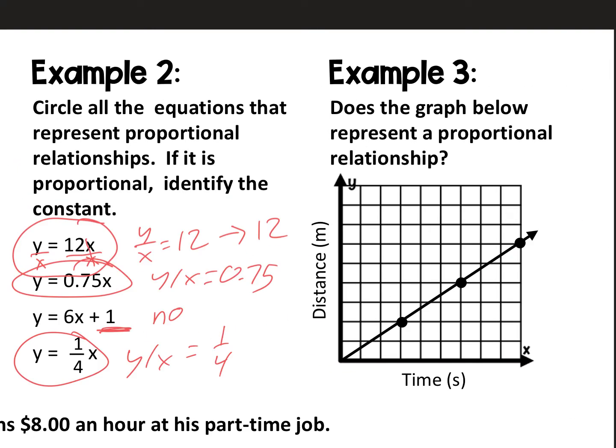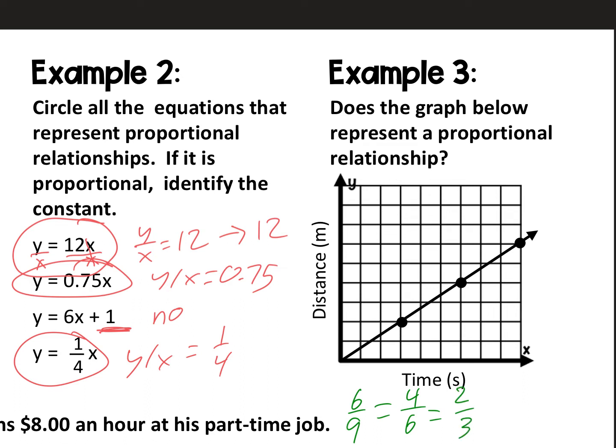Let's look at example 3. Does the graph below represent a proportional relationship? Well, for a relationship to be proportional, y over x has to always be the same number. Let's look at each point in turn. The last point is 6 over 9, which simplifies to 2 over 3. The next highest point is 4 over 6, which also simplifies to 2 over 3. Then the smallest point, this one here, is 2 over 3.